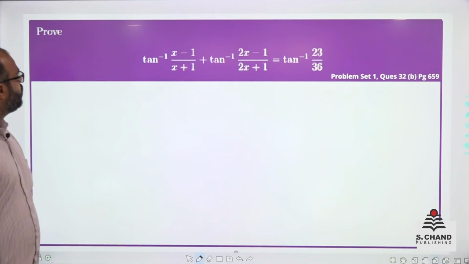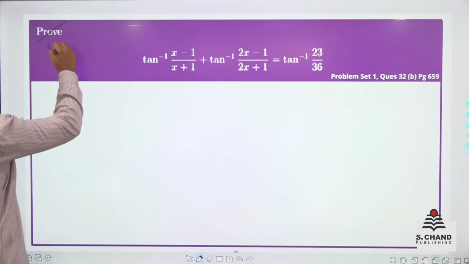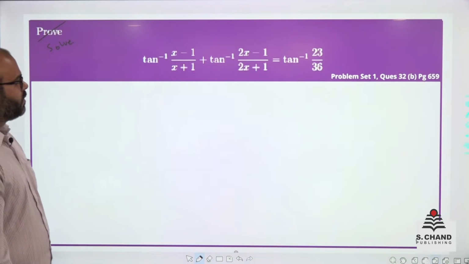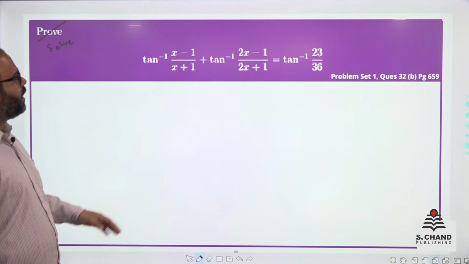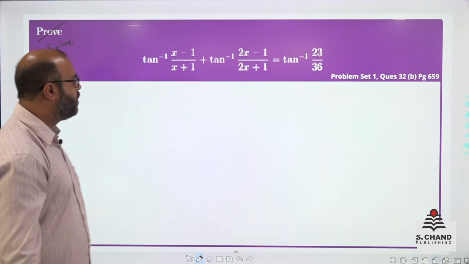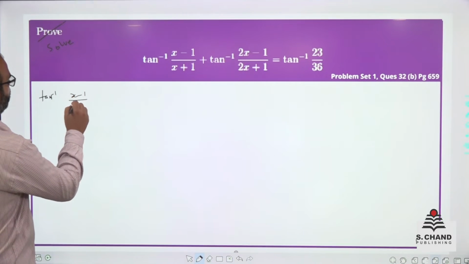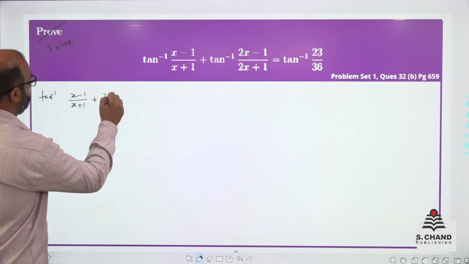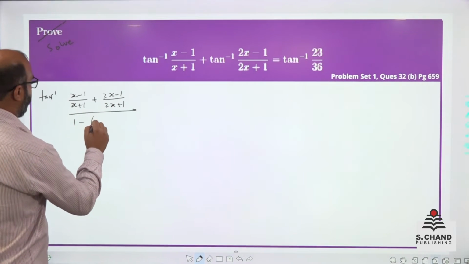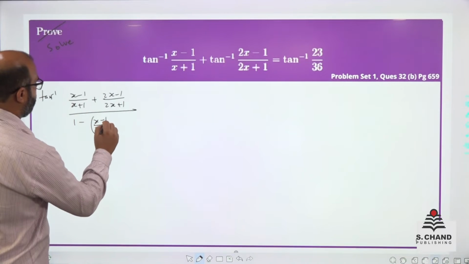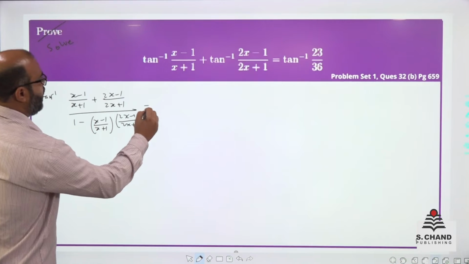So now the next question, so prove. So here it is not prove, here we have to solve. That is, we have to find the value of x. So if you want to find the value of x here, let us apply the formula tan inverse x plus tan inverse y. That will be tan inverse of (x plus y) by (1 minus x into y). I will write the right hand side also.